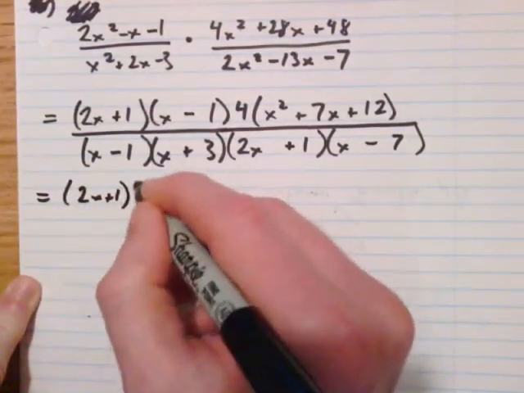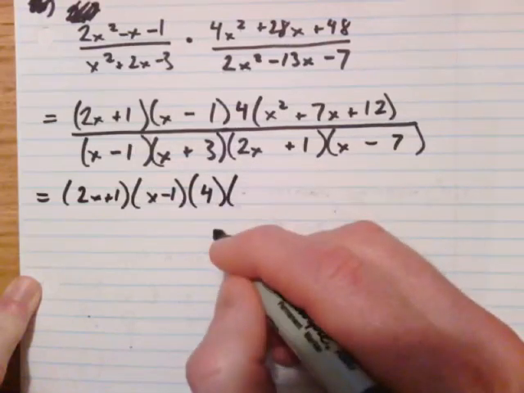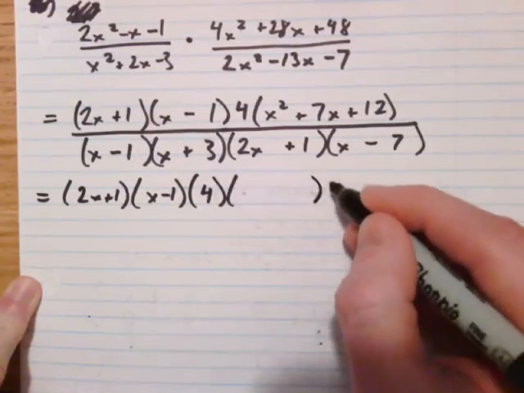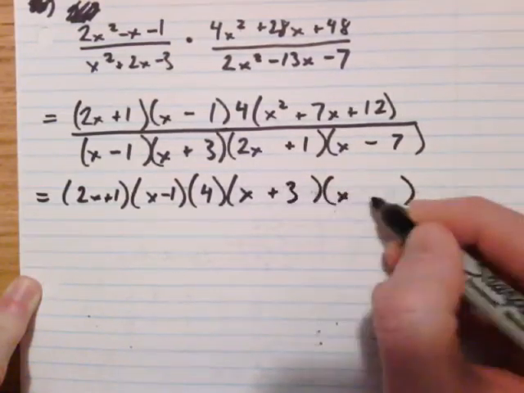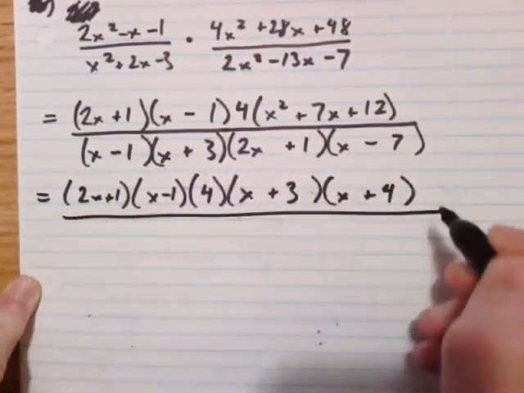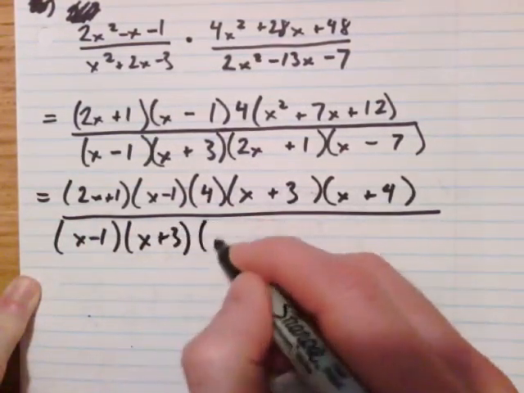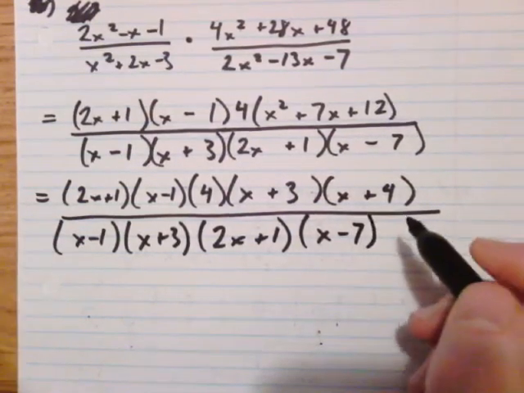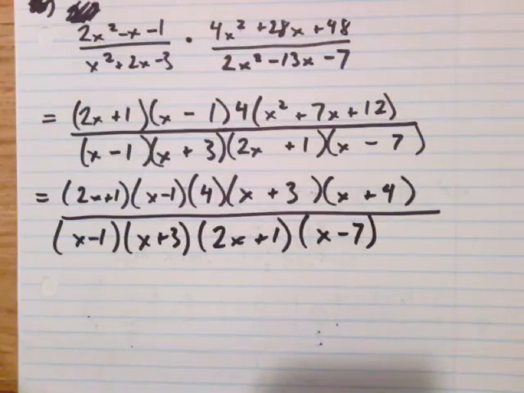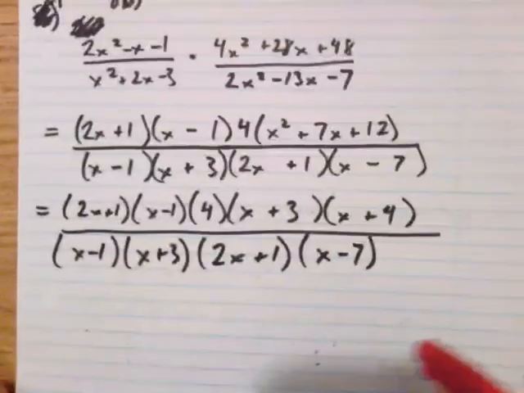2x plus 1 times x minus 1 times 4 times x plus 3 and x plus 4, over x minus 1, x plus 3, 2x plus 1, x minus 7. Okay, now I'm just having a quick look because I see this 4 and I'm thinking, should I have factored out a 2 or something from the bottom? But I can't. Whoopsies. Settle down.